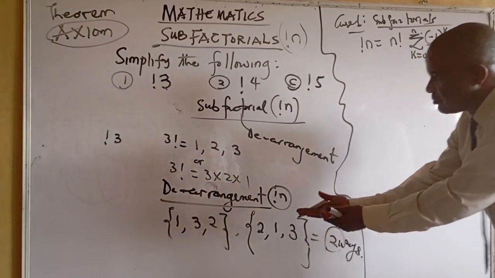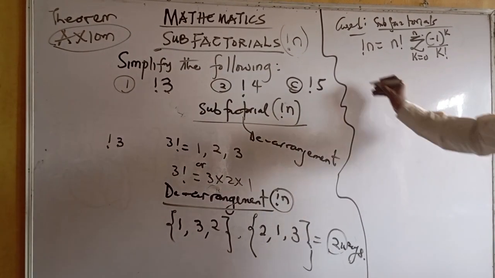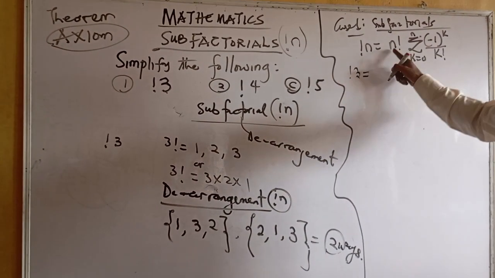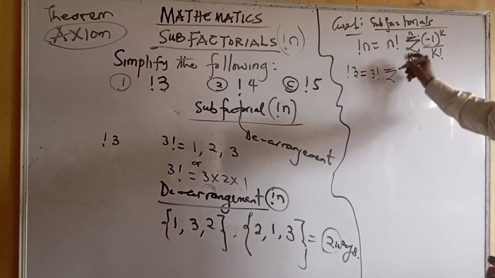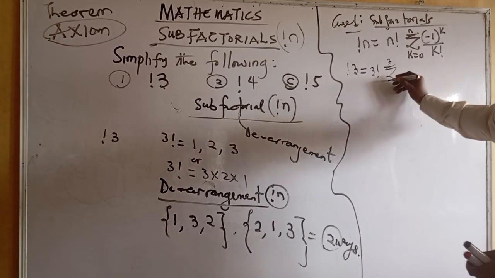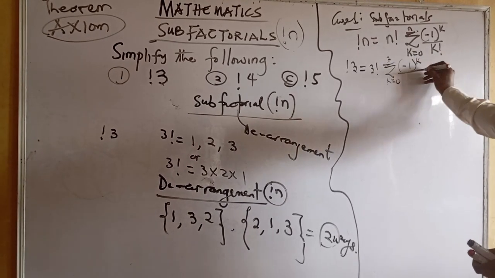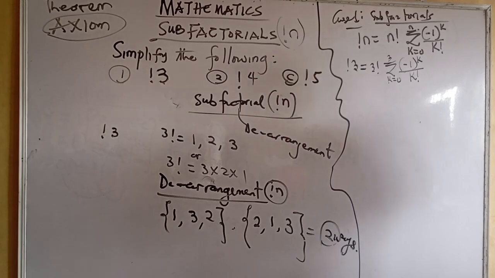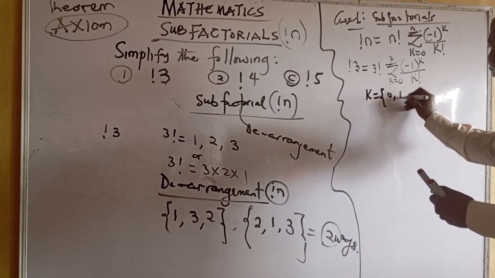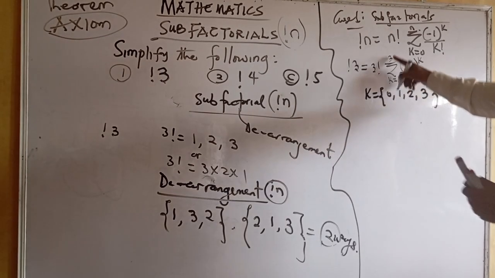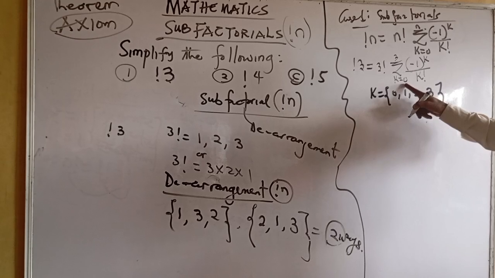Manually, we have solved it. Now let us solve with the formula to confirm this answer. Sub-factorial 3 equals, I will turn it to normal factorial, 3 factorial times the summation, where n is 3 while k starts from 0, of minus 1 raised to power k over k factorial. The value of k is 0, 1, 2, and 3. I will stop because the total number of items is 3.